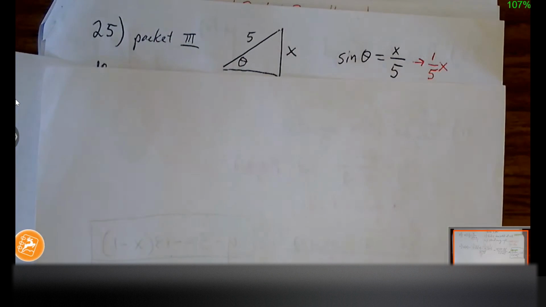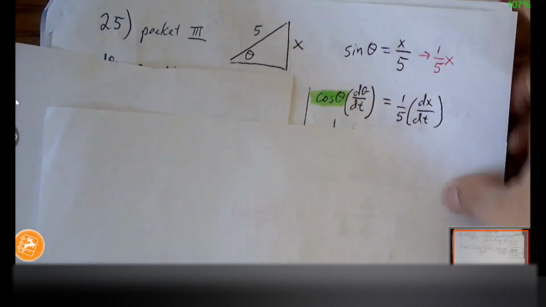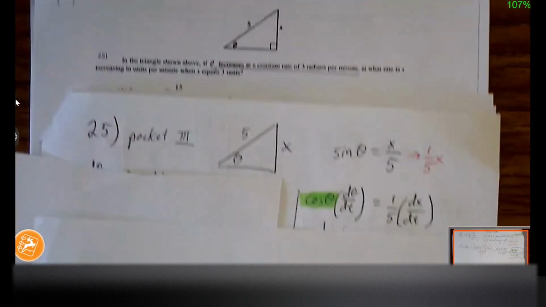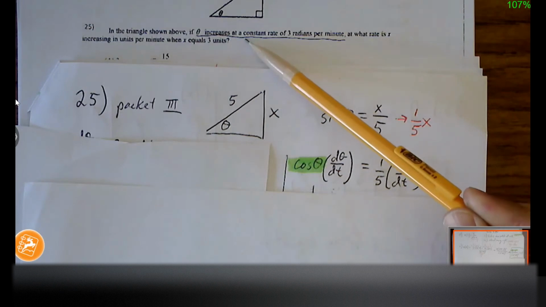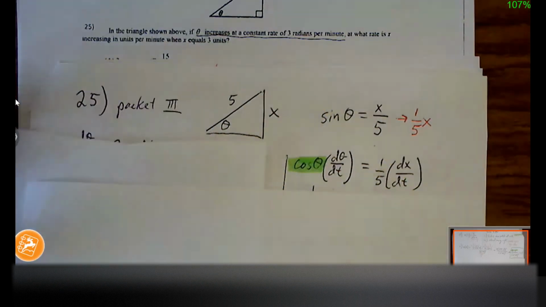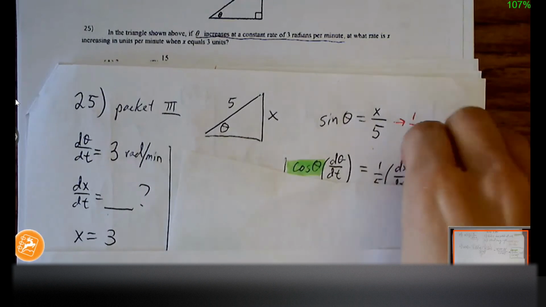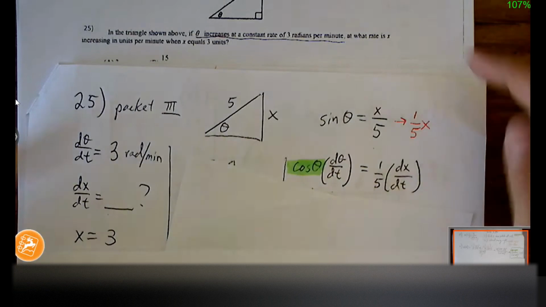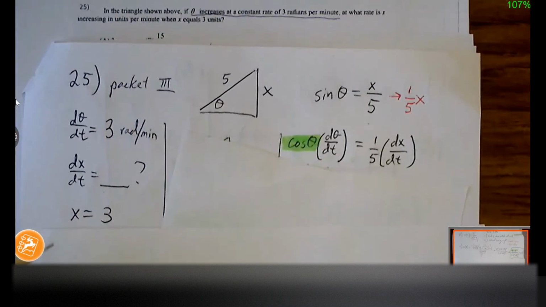So if we find the derivative, sine theta becomes cosine theta d theta dt, right? We're expecting time variable differentials to show up. And then 1/5 x becomes 1/5 dx dt. All right, so if we go back and read the problem here, it's saying that theta is increasing at a constant rate of 3 radians per minute. So we know that that's d theta dt, right? So we have information about d theta dt. We also have information that we're looking for dx dt because it says at what rate is x increasing. So we know dx dt is the variable in question. And then when x equals 3, so I can also gather that information.